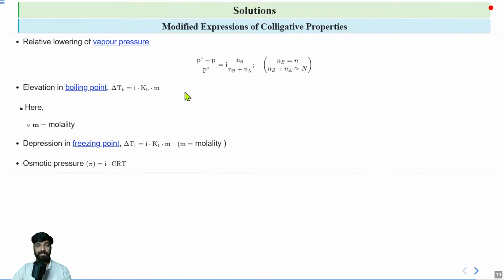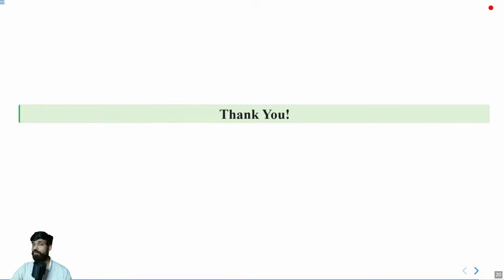Okay, so these are some important formulas which we will use in case of molecules which are getting associated or dissociated. So this was all for the theory part. Now we will move on to the question part. Just wait for a while. We will move on to the question.